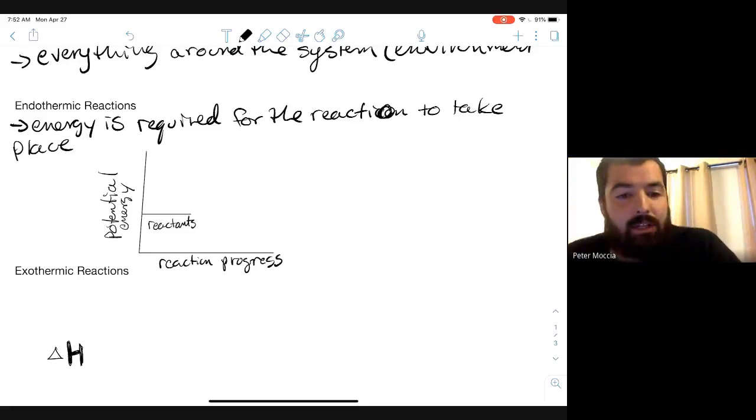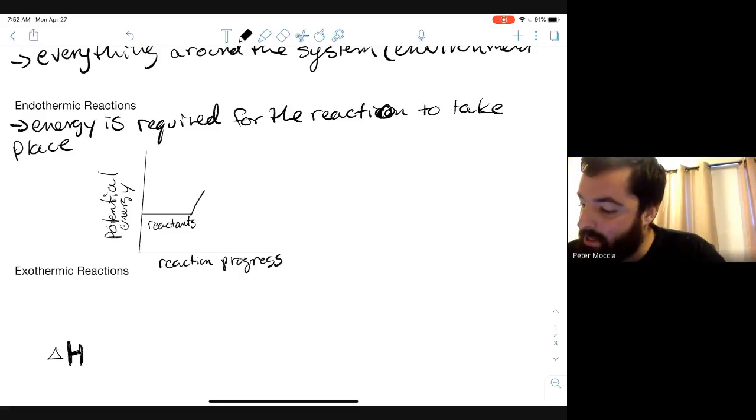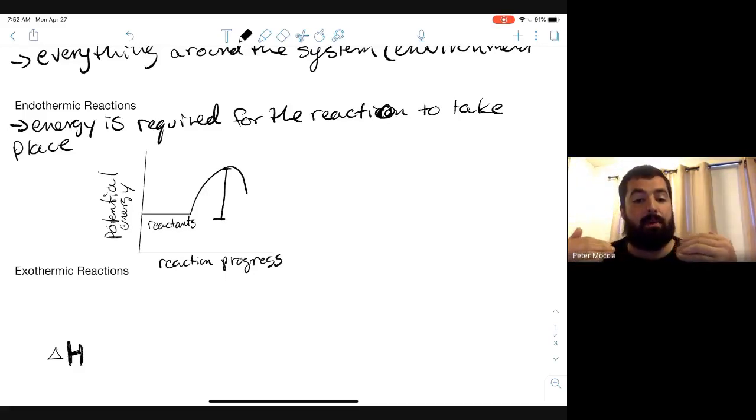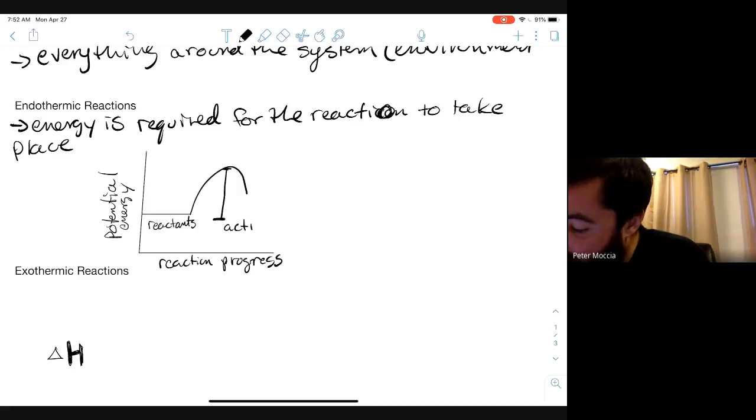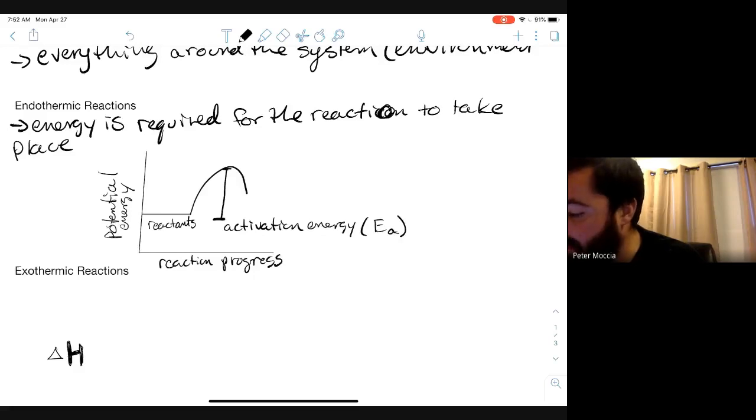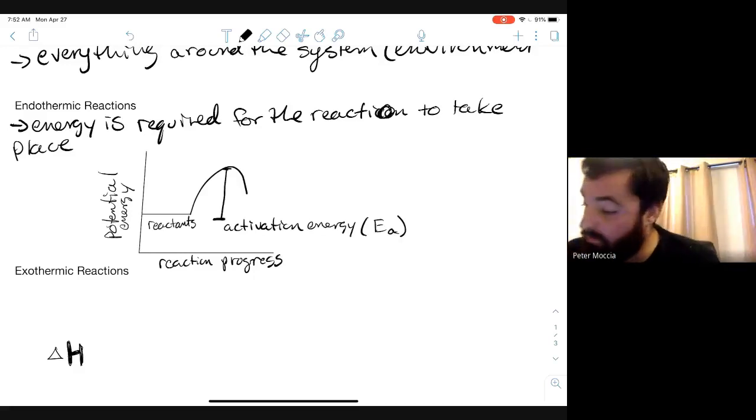Okay. So in an endothermic reaction, you have the potential energy of the reactants right here. And then any reaction has this little hump that it needs to get over. It needs a little bit of energy to get the reaction started at first. And that is called, within any type of reaction, the activation energy. Usually we write that as EA, activation energy.